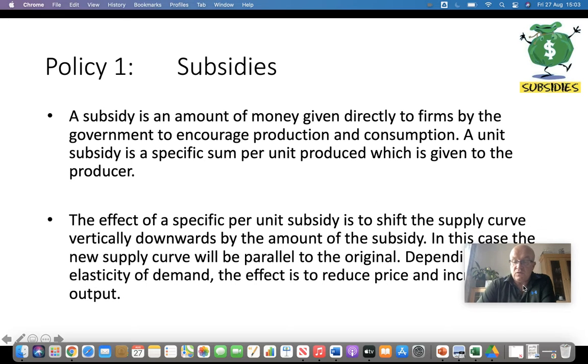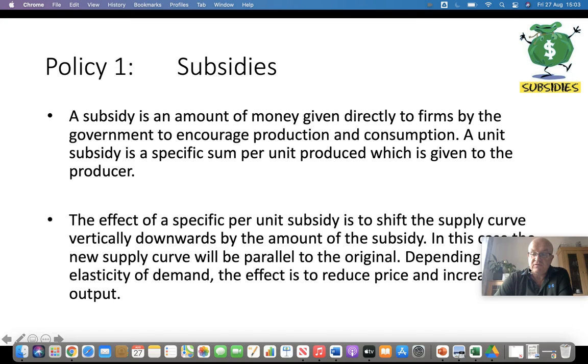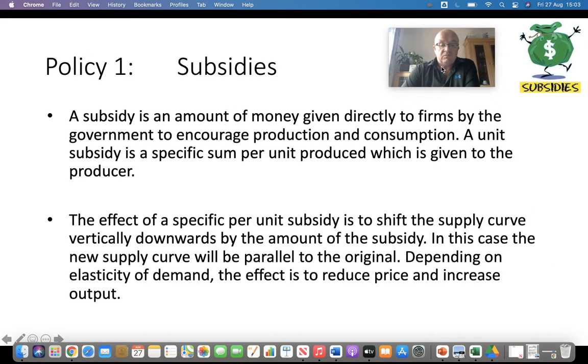So what does that do? If we think about it from a graphical perspective, and I'm just going to move myself a little bit further out of the way so we can see, the effect of a unit subsidy is to shift the supply curve vertically downwards by the amount of the subsidy. So in a scenario such as this, there's a new supply curve that will be parallel to the original.